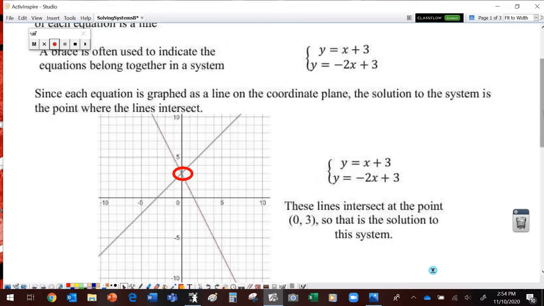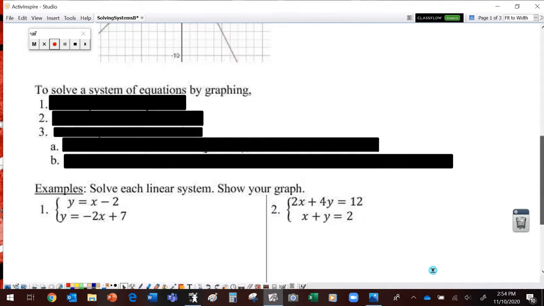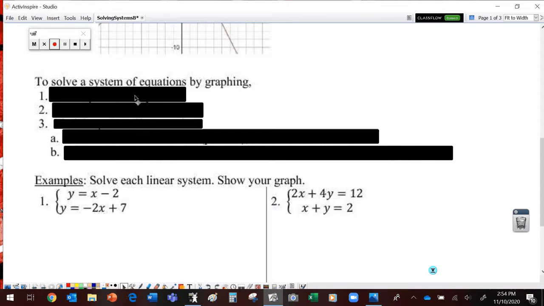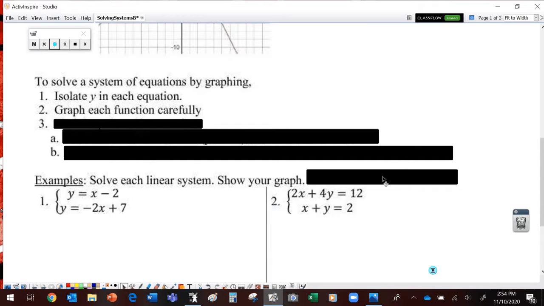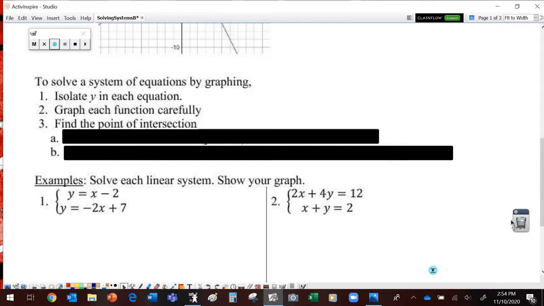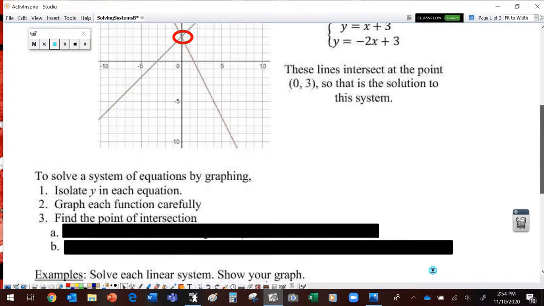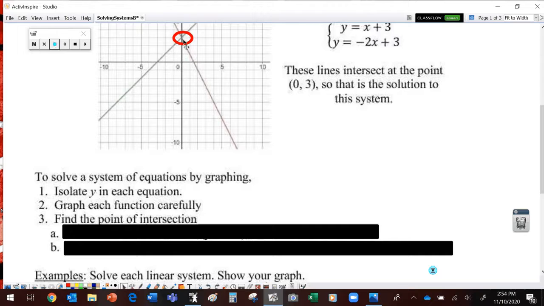So if we want to solve a system of linear equations by graphing, what we're going to have to do first is make sure that we have y by itself in each equation. The reason we do that is it makes the next step, graphing each equation, very easy. Once we have y all by itself, we graph each function and we find the point of intersection. The point where those two lines intersect, that's going to be the solution to that system. Okay, so right here, where these two lines intersect at 0, 3, that's the solution to this system.